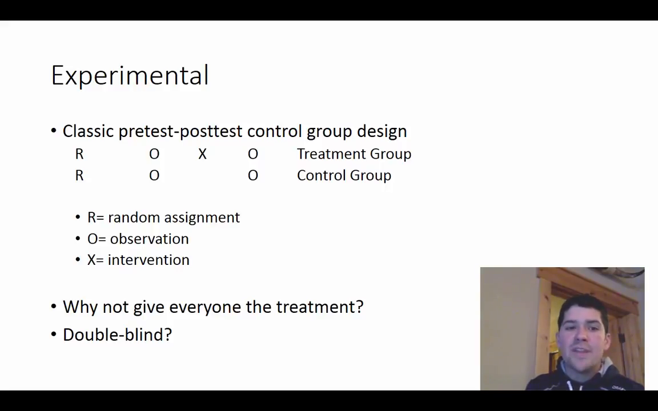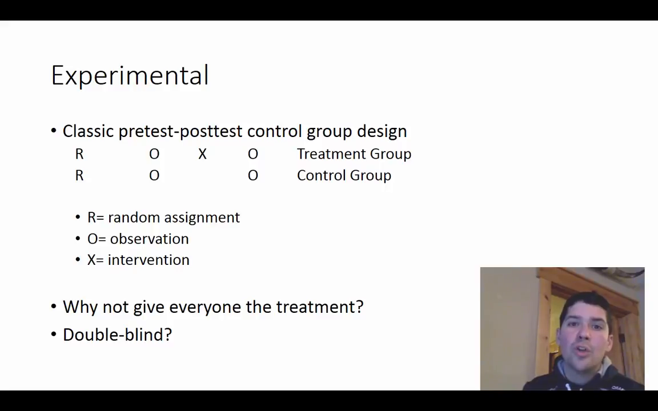So if you follow the top row, you see that there's a process of randomization, there's an observation, right? And then we see that the treatment group actually receives the treatment, and then they stop the treatment, and there's another period of observation. Now on the bottom, we see there's a randomization, then there's an observation, but then the control group doesn't get the intervention. So you see the X missing there. And then another period of observation.